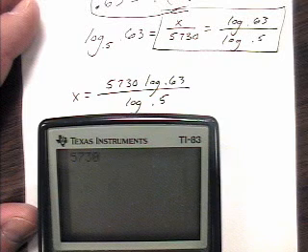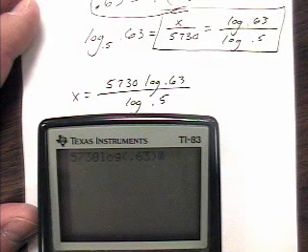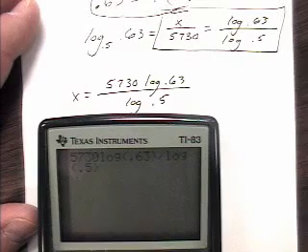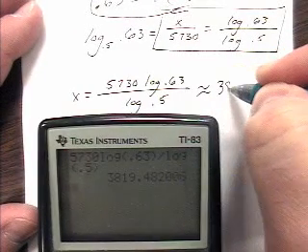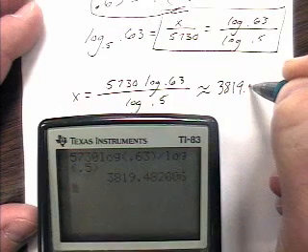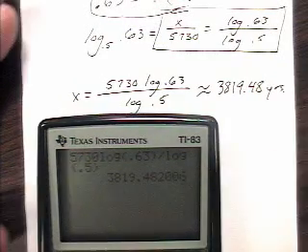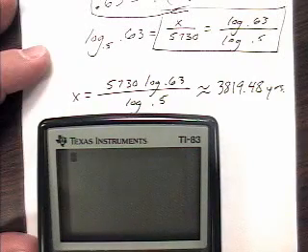5,730 times the log of 0.63 in parentheses, that's important right there, divided by log 0.5. And it ends up being 3819.48 years.